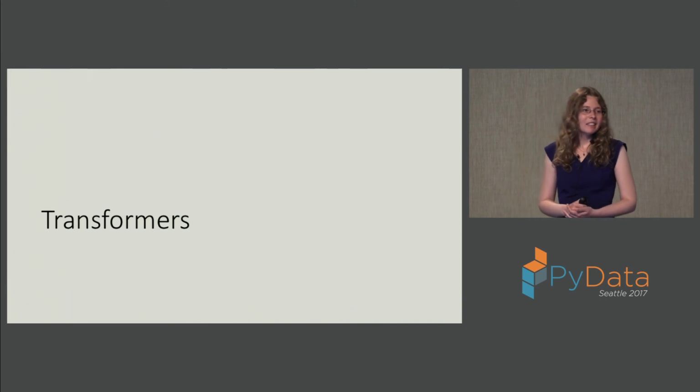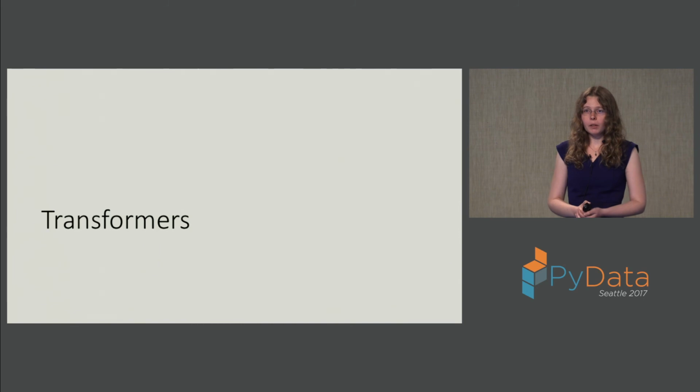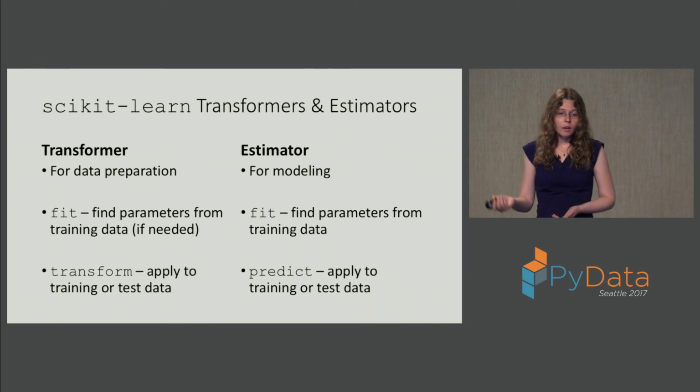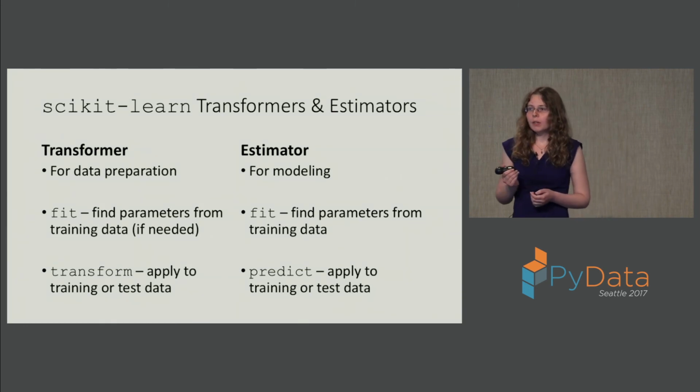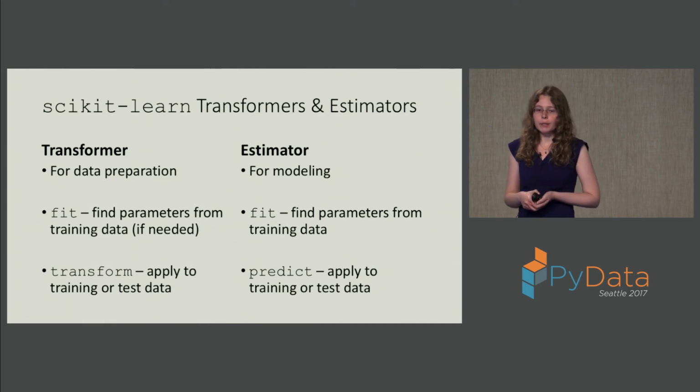All right, so now let's move on to transformers. We had a one variable model. Logistic regression wants all the features to be numeric. So if we didn't have the ability to do any transformations, we'd basically be stuck there. Luckily, scikit-learn provides a whole bunch of transformers as well as estimators. So these are two very similar interfaces scikit-learn has. A transformer is for data preparation and an estimator is for modeling.